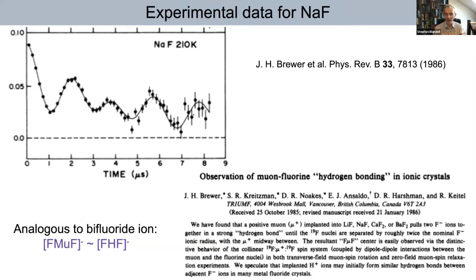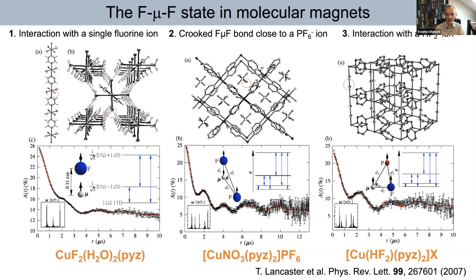So it's a beautiful effect. It's seen in a lot of cases. So this is some example of molecular magnets, much more complicated materials. These are materials of the future, but it turns out you can see the same kind of fluorine oscillations in these materials above their magnetic ordering temperatures. And this tells you things about the muon site.